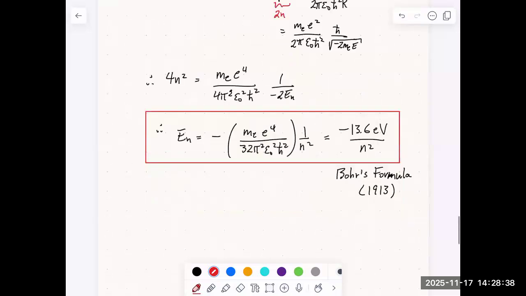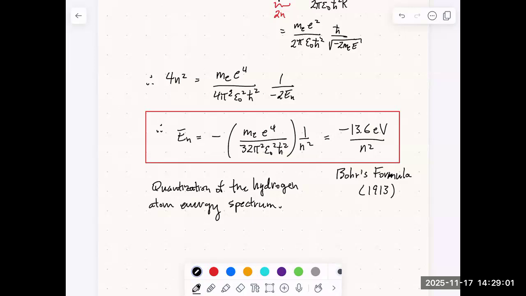And so this is quantization of the hydrogen atom energy spectrum. Okay, I want to define a couple other things that will be convenient for later.